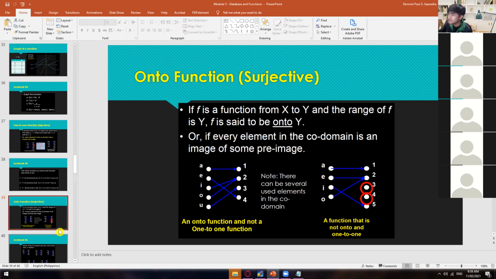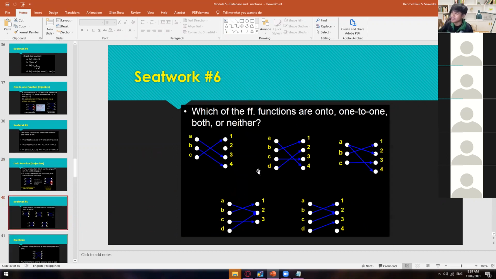Anyway, once you're done with this topic, of course, we're going to have super. Okay, so this one is super easy again. Which of the following functions are onto, one-to-one, both, or neither? Right?